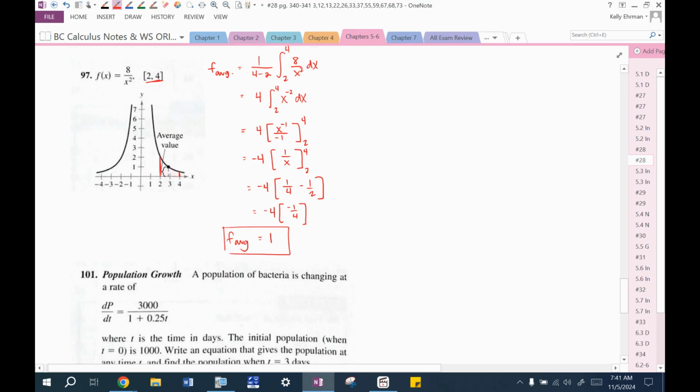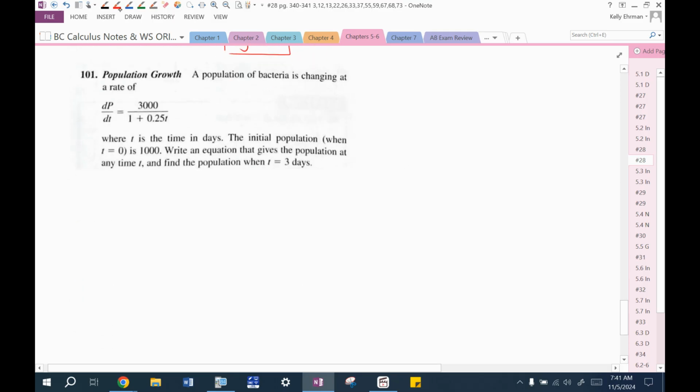Remember, average value means, so here are your y values. They range from, I guess, 2 to 1/2. So it makes sense that the average value is not always going to be the exact middle, but it's sort of like the average, somewhere near the center height for that value.